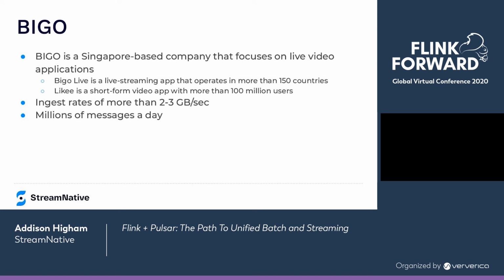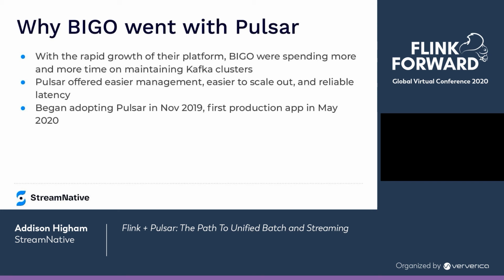So if you aren't familiar, BIGO is a company based out of Singapore that does short form video and live streaming. And their Pulsar cluster has ingest rates of more than 2 to 3 gigabytes per second and millions of messages a day. So BIGO initially went with Pulsar because they were spending a lot of time managing and maintaining Kafka clusters, and they liked Pulsar's ability to give them easier management and the ability to have more of their workloads map onto one cluster through some of the isolation capabilities and reliable latency that it still offers. So they began adopting Pulsar in November of 2019 and had their first production app in May of 2020. And one of the important things for BIGO, along with, on the Kafka side, was a really good integration with Flink.